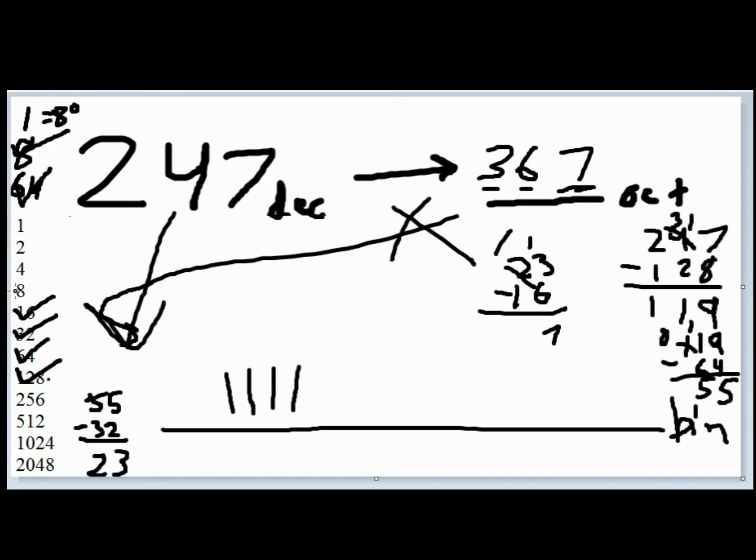Does 8 fit into 7? No. So I will mark it out, but I'm going to write a 0 here. That's the 8's place. Next, 4 does fit into it. Leaving me with 3. 2 fits into 3. 1 fits into 1. And there we are. 10s to 2s, 1s and 0s. We are all finished with that.